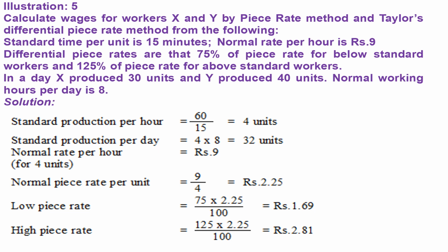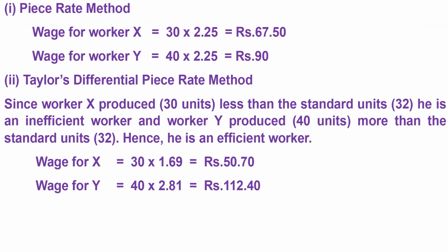In a day, X produced 30 units and Y produced 40 units. Normal working hours per day is 8. Solution: low piece rate and high piece rate are calculated here. 1. Piece rate method. Wage for worker X equals 30 into 2.25 equals 67 rupees and 50 paise. Wage for worker Y equals 40 into 2.25 equals 90 rupees.